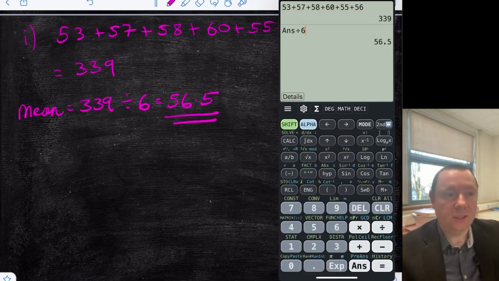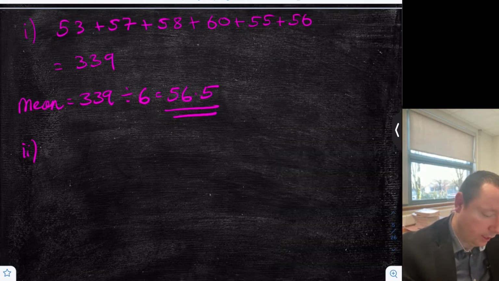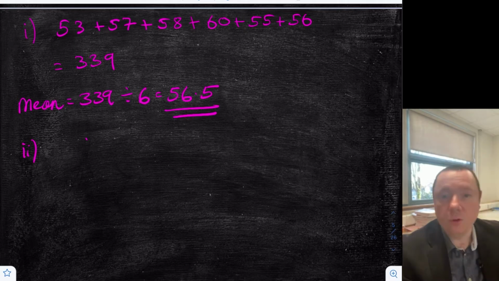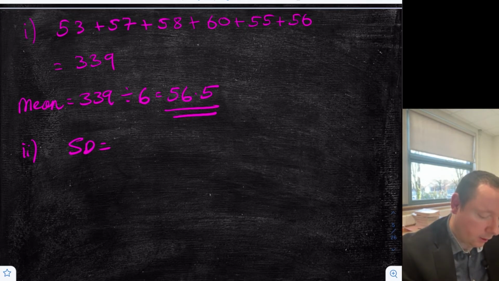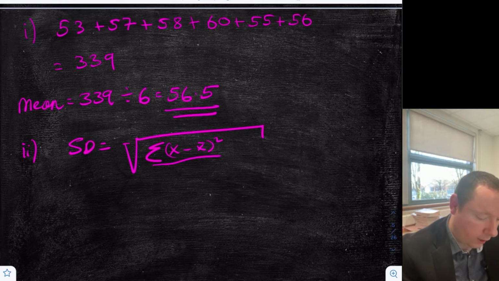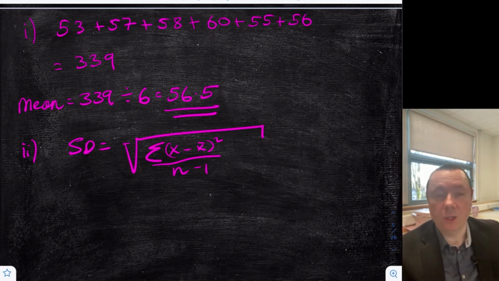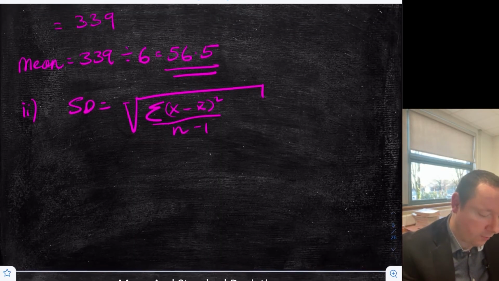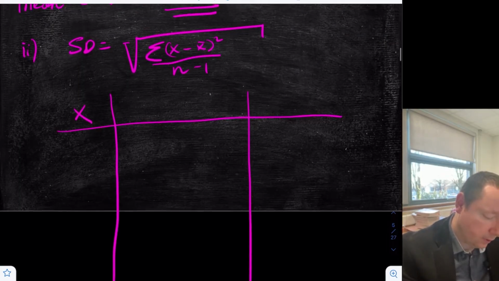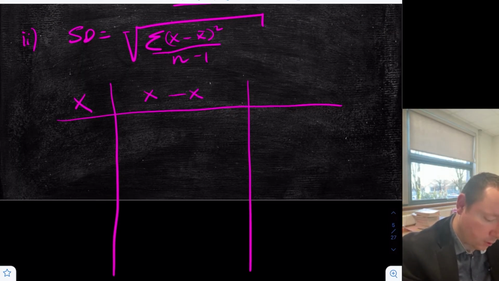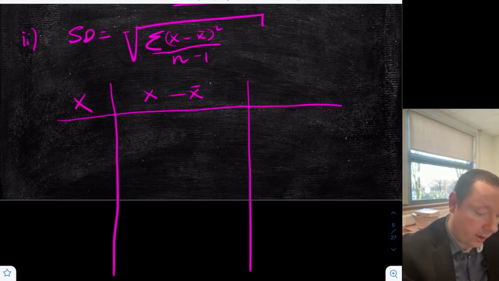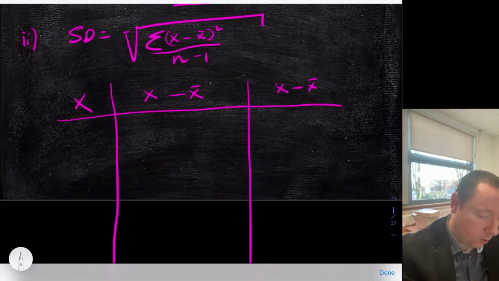Part 2 was calculate the standard deviation. So for standard deviation, usually I go with the formula sheet at the front. s equals the square root of the sum of x minus x bar squared all over n minus 1. Now there's another alternative formula you can use, but I always use this one. So the way this one works is you draw yourself a table and you call this one x, and then in the middle we get x minus x bar, which comes from the top of the formula, and then x minus x bar all squared.